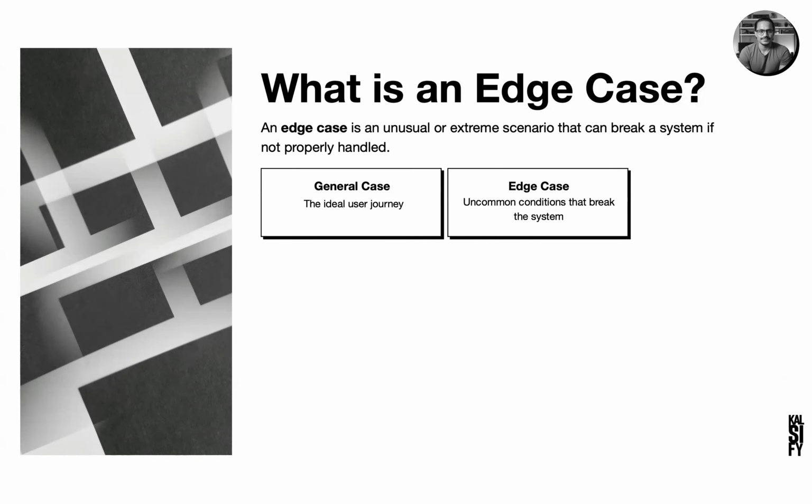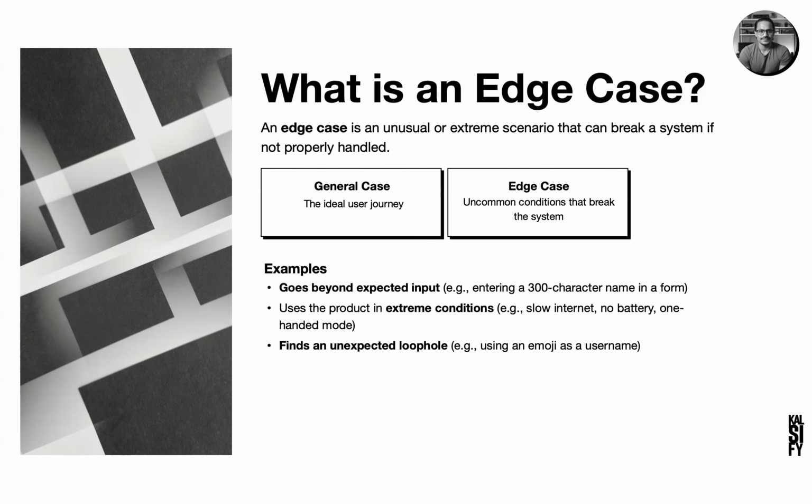There are two types of cases: the general case, which is the most common user journey, and the edge cases, that is uncommon, boundary conditions that can break the system. An edge case happens when a user goes beyond expected input. For example, a user entering a 300 character name in a form, or uses the product in extreme conditions like slow internet, no battery, one handed mode.